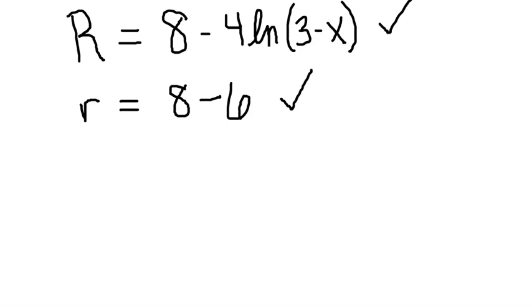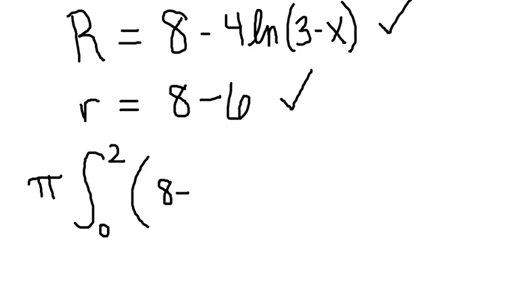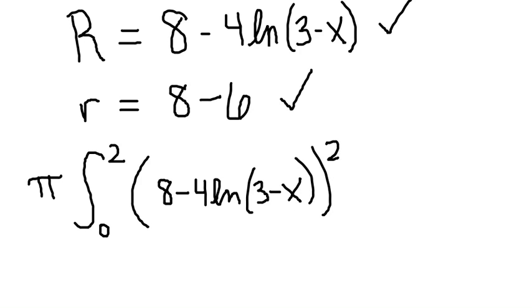Okay? So now let's remember when we are finding the volume, it's simply pi times the integral from 0 to 2, those are our limits still because we're going along the x, of the outer radius, which is 8 minus 4 natural log of 3 minus x squared, minus the inner radius squared. So 8 minus 6 squared, you can just write 2 squared.